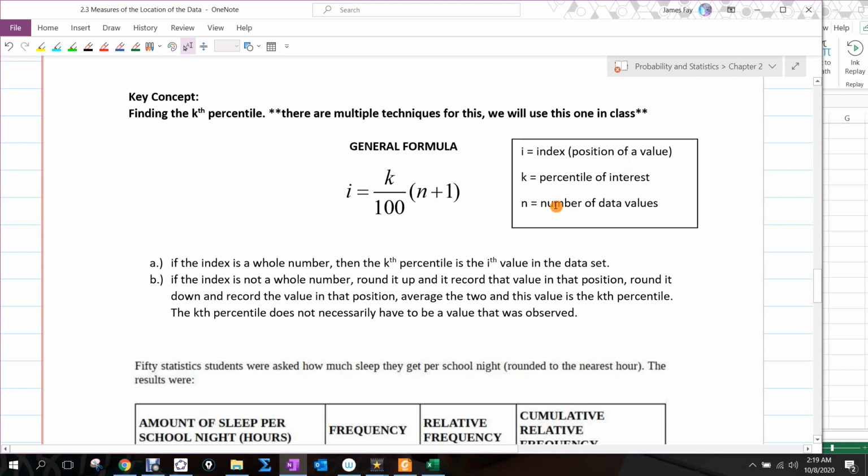K is the percentile of interest, and N is equal to the number of data values. Okay. So part A here says if the index is a whole number, then the Kth percentile is the ith value in the data set. We'll talk about that in a little bit, but ith value just means it's a particular position in the data set.